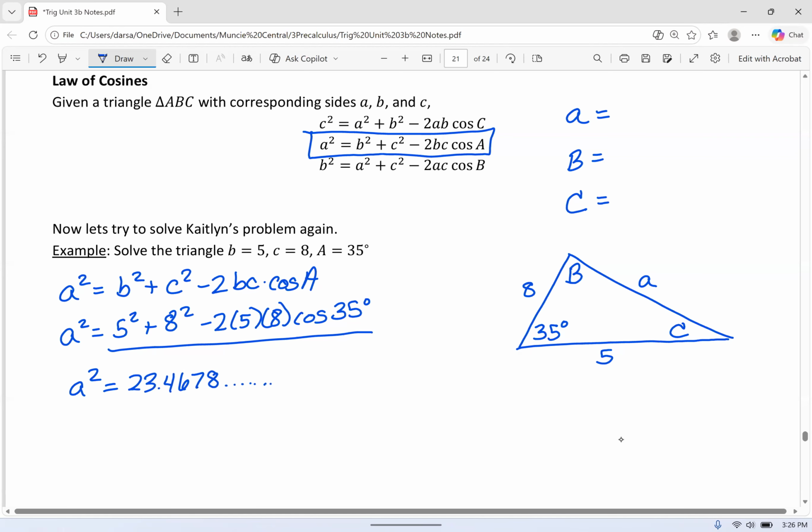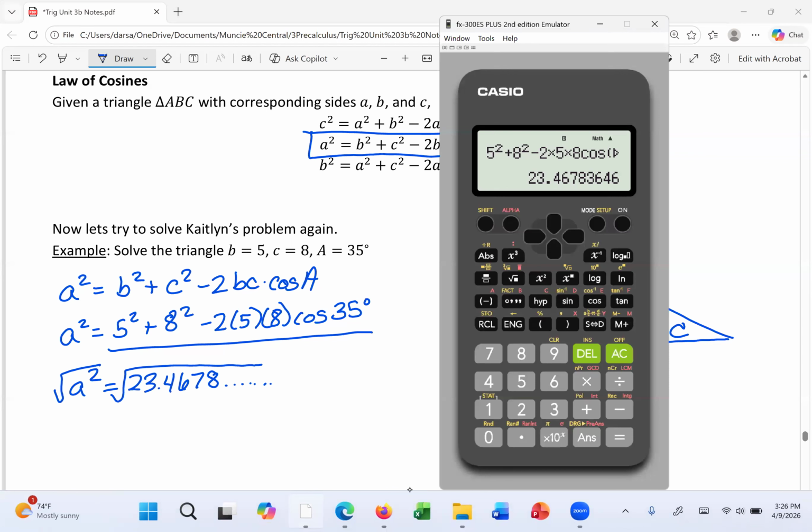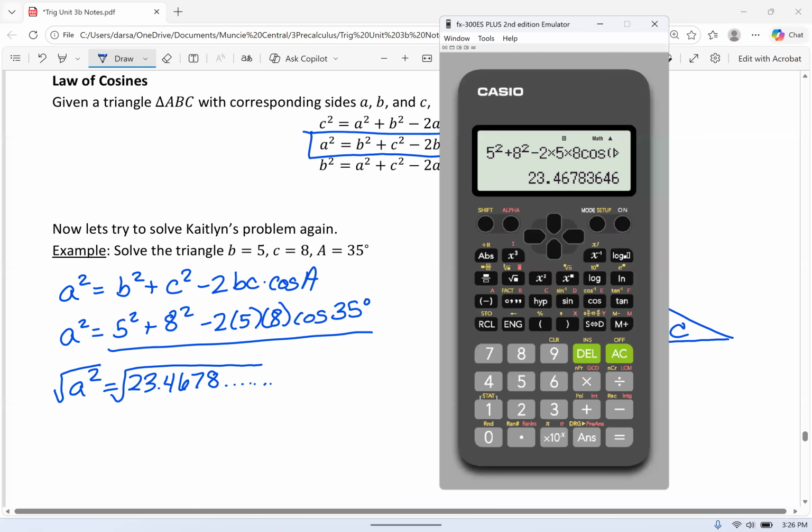Now, is that a? Do I have a at this point? No, I do not. How do I undo an a squared so I get just a? Well, the opposite of a squared is a square root. So what I want to do is square root this whole thing with all of those decimal places to avoid round off error. And there's a really neat trick with most calculators. If you want to take the square root of the thing on the screen, we can use the ANS button.